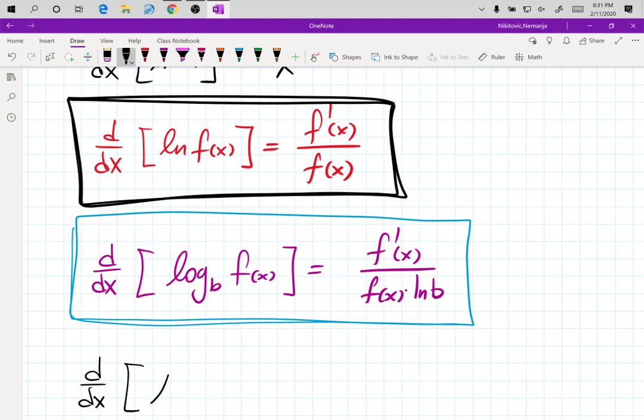So derivative of log base 6 of cosine x.